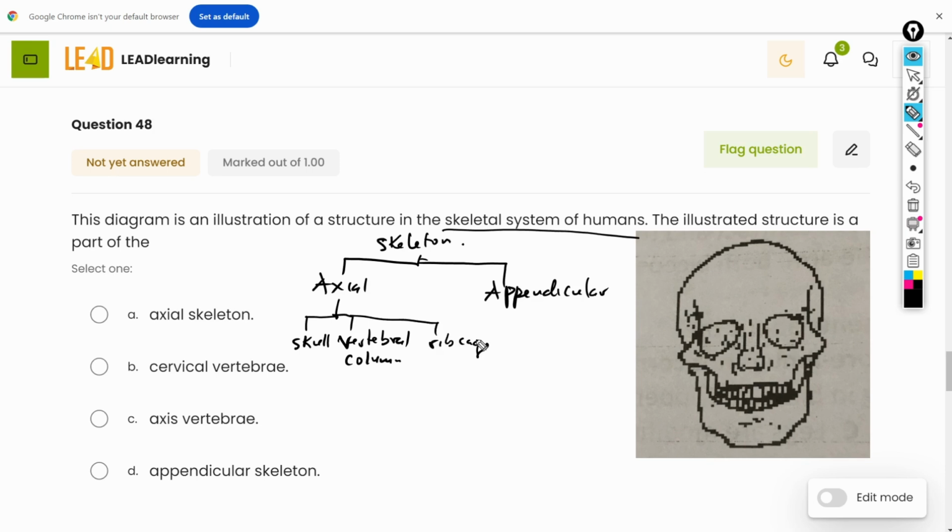The appendicular skeleton simply consists of the pectoral girdles, that is the bones of the forelimbs, and the pelvic girdle, that is the bones of the hind limbs. Now, looking at this classification scheme, let's now look at where the skull falls in. The skull falls under the axial skeleton. So our answer here is the option A, axial skeleton.